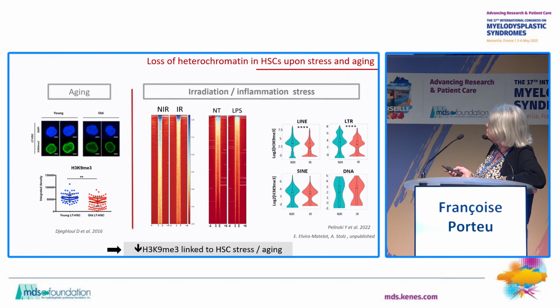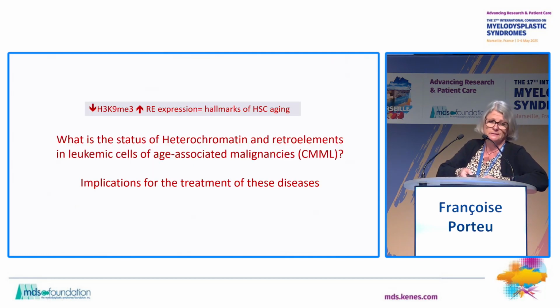And the decrease of H3K9me3 occurs mainly at retroelements such as LINE-1 and LTRs. So the decrease of H3K9me3 and heterochromatin and expression of retroelements are hallmarks of HSC aging. But what is the status of heterochromatin and retroelements in malignant HSCs such as CMML? And can we find implications for the treatment of these diseases?